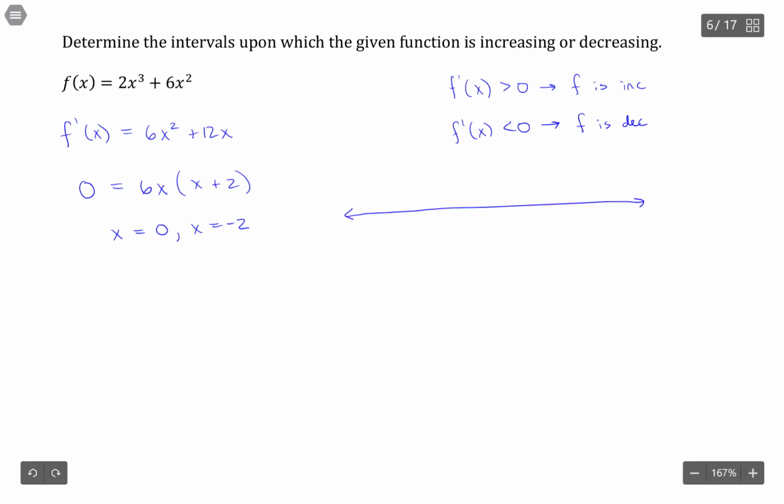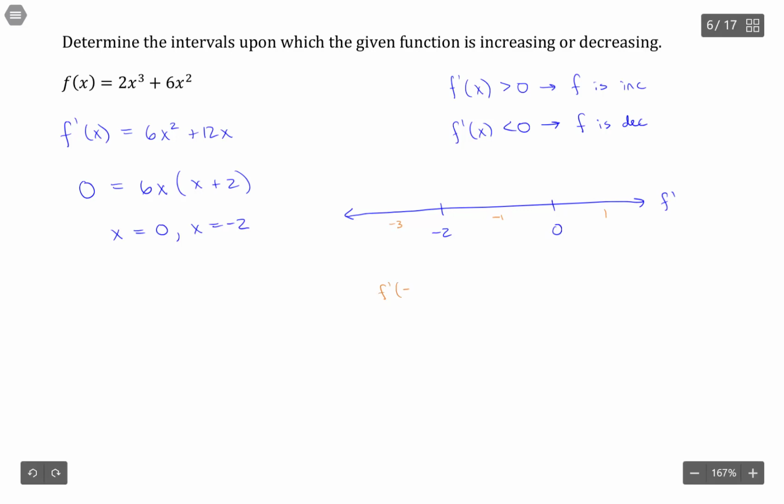So at this point, I will put those critical values in order, so negative 2 and then 0, on a number line. What I need to do is determine on each interval if the function is increasing or decreasing. The way I can do that is take a test value inside each interval. So let's say I take a test value of negative 3, of negative 1, and positive 1. Those are the easiest ones I can think of. And I'll plug these test values into the derivative.